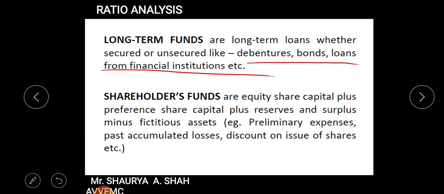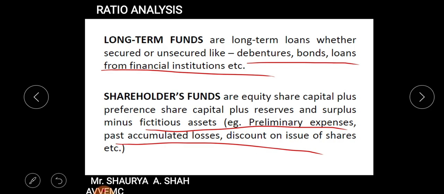Shareholders funds are the equity share capital plus preference share capital plus reserves and surplus minus fictitious assets. It can be any fictitious asset, maybe preliminary expenses, past accumulated losses, advertisement suspense, then discount on issue of shares, then it may be any kind of losses which is not yet written off, P&L debit. So just remember, shareholders fund is the actual owner's fund.